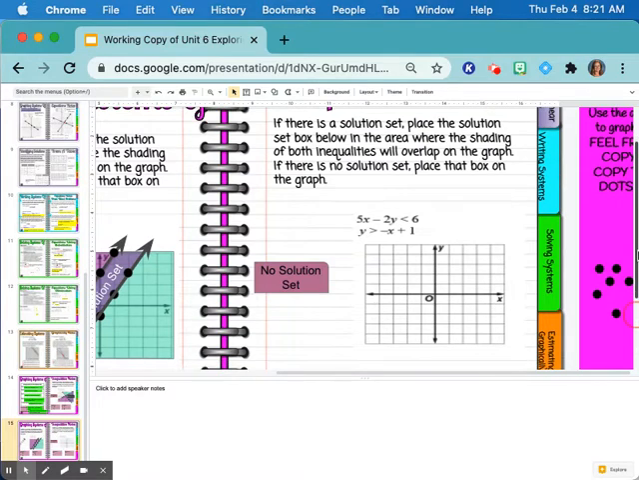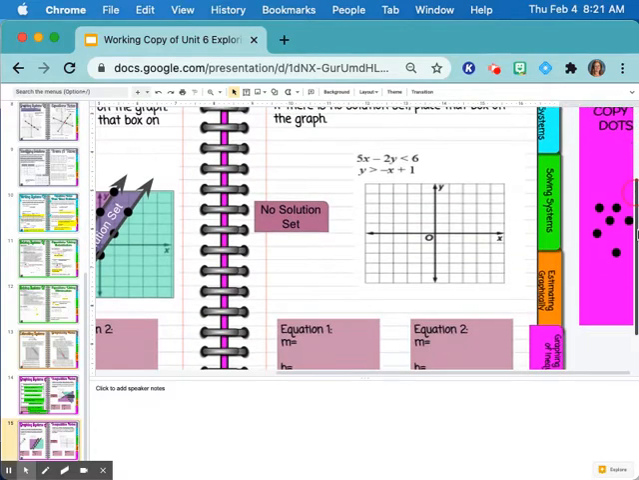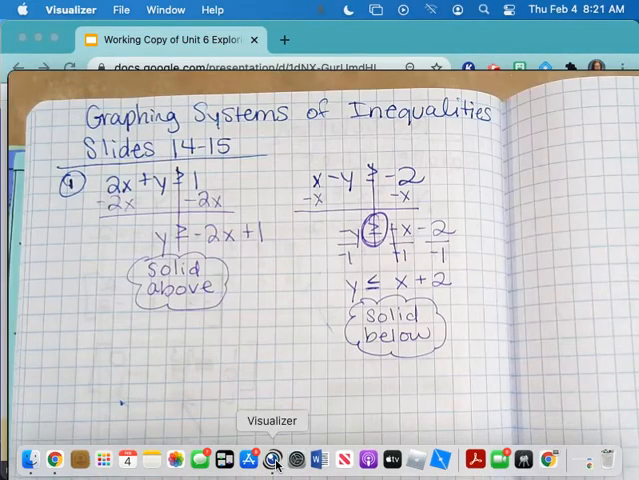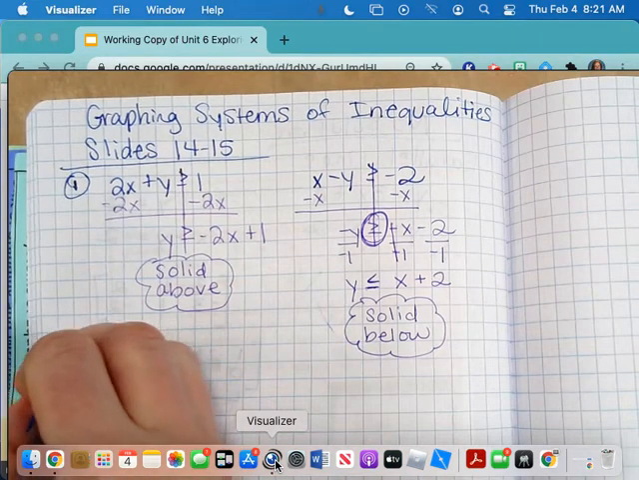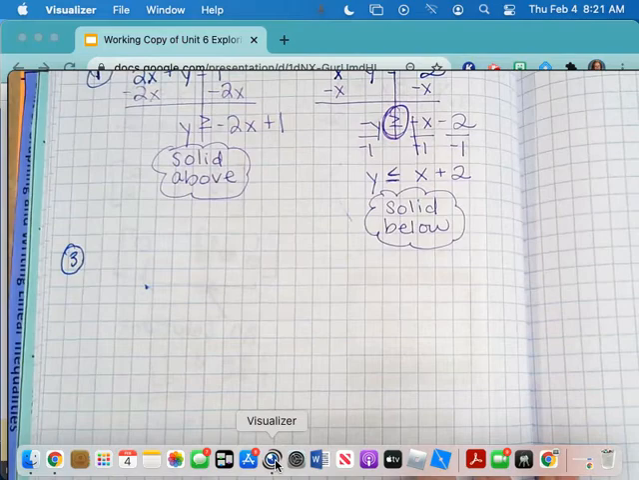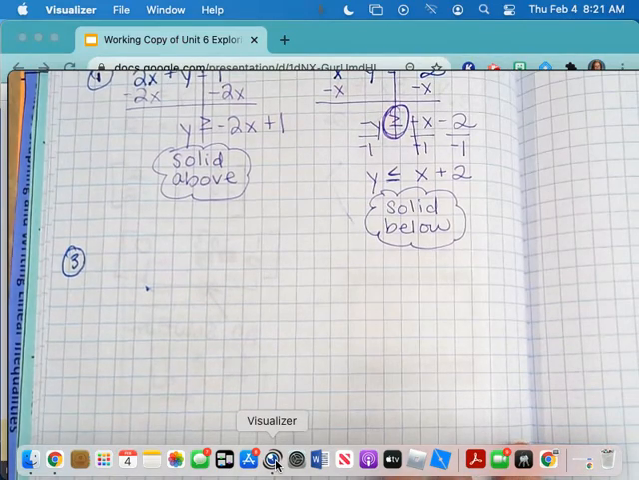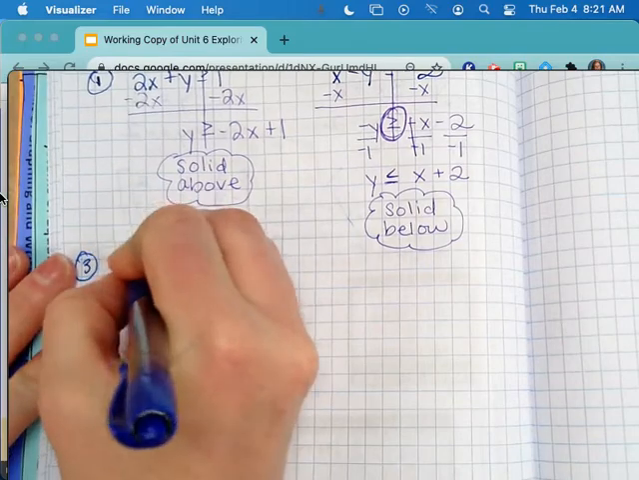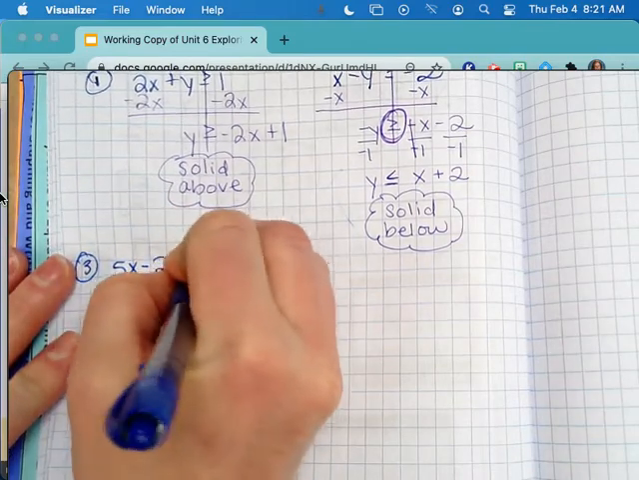Okay, let's look at the last one. 5x minus 2y is less than 6, and then y is less than negative x plus 1. So we are going to have to solve that first one for y. So let's write it down. This is actually the third set of equations. So we have 5x minus 2y is less than 6.